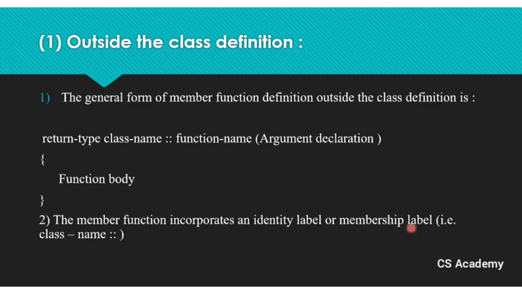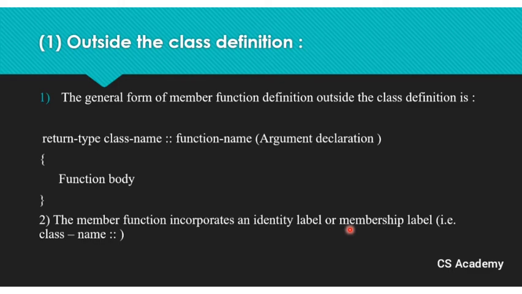ओके, सो इथे या फंक्शनला काय मिळते? आयडेंटिटी मिळते. आयडेंटिटी कशाची मिळते? या क्लासची मिळते. So the scope resolution operator says that the member belongs to this class. So that function gets the identity label of that class. म्हणजे त्याला त्या क्लासची मेंबरशिप मिळते. हे आपल्याला कशावरून कळलं? या स्कोप रिझोल्युशन ऑपरेटरवरून कळलं. ओके, सो मेंबर फंक्शन इनकॉर्पोरेट्स अन आयडेंटिटी लेबल ऑर द मेंबरशिप लेबल. ओके, सो प्लीज नोट डाऊन दिस पॉईंट so that it will help you in your revision.